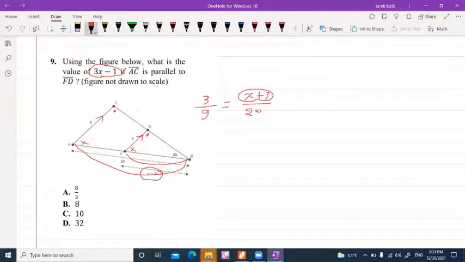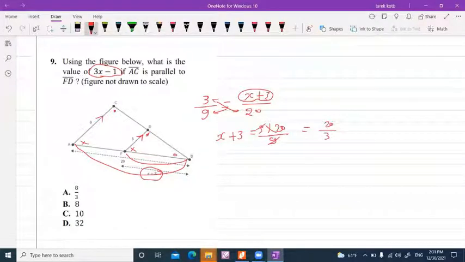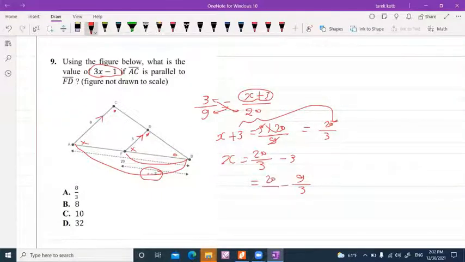How can I get the value of x? This expression is equal to this times this divided by this. So x plus 3 is equal to 3 times 20 over 9. Cancel the 3 and the 9, it will be 20 over 3. Take the 3 to the other side, so x equals 20 over 3 minus 3. The 3 can be 9 over 3, because I want a common denominator. I don't have a calculator here. So 20 minus 9 equals 11 over 3. This is the value of x.